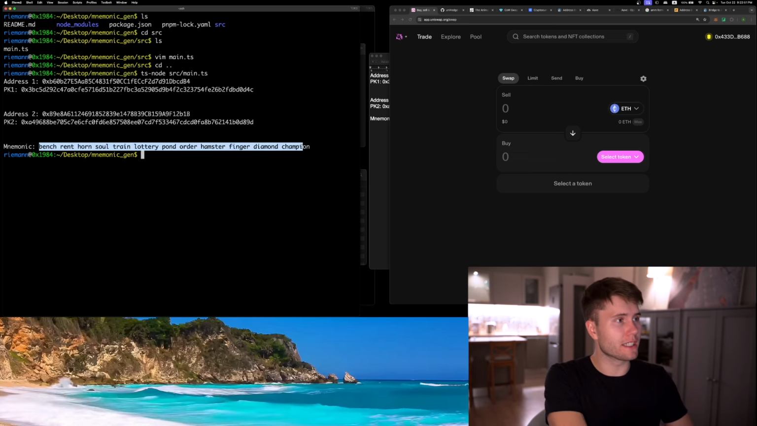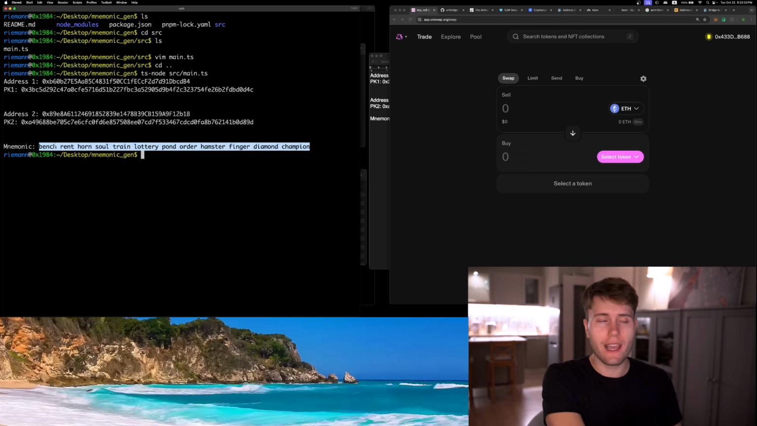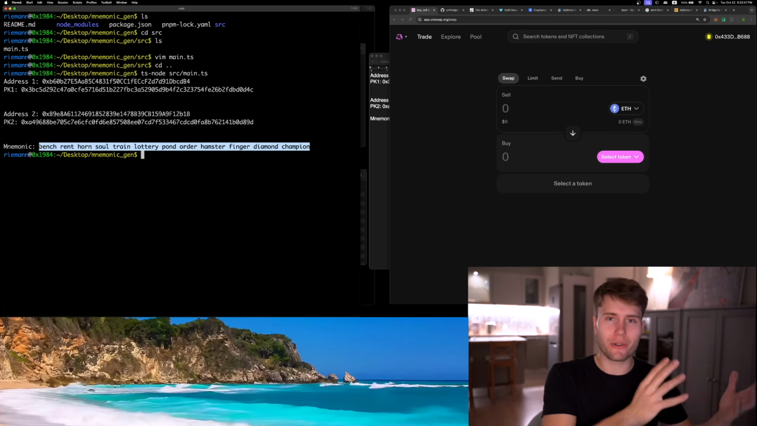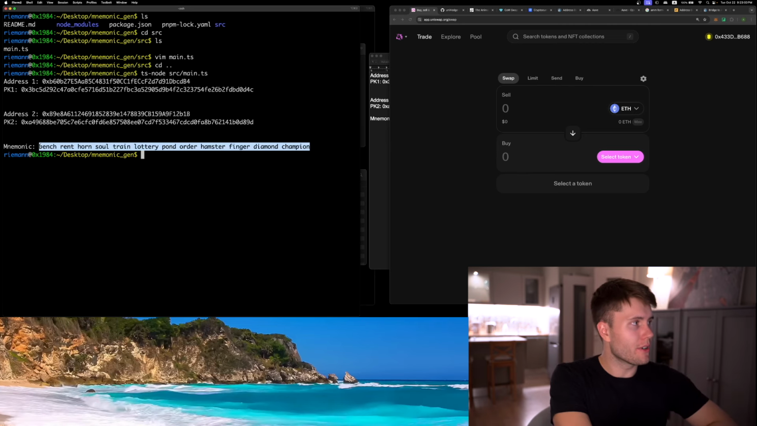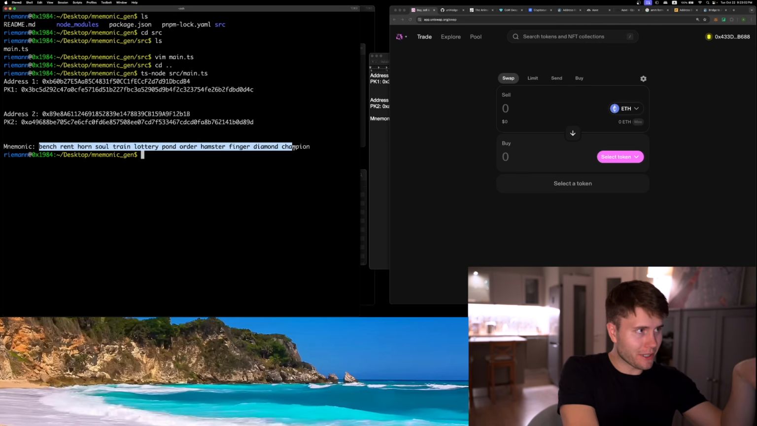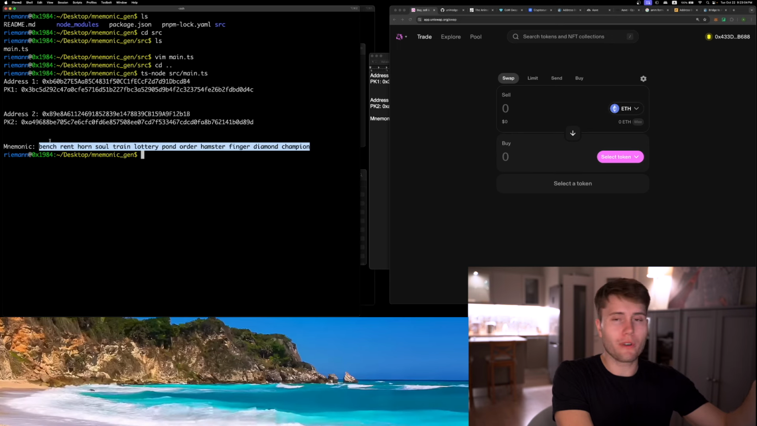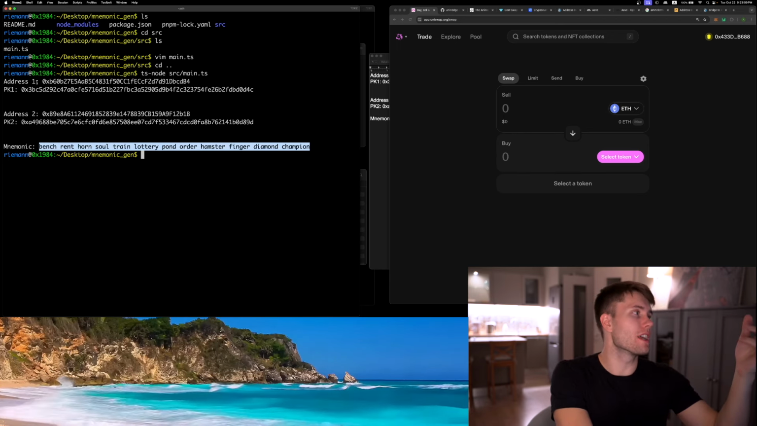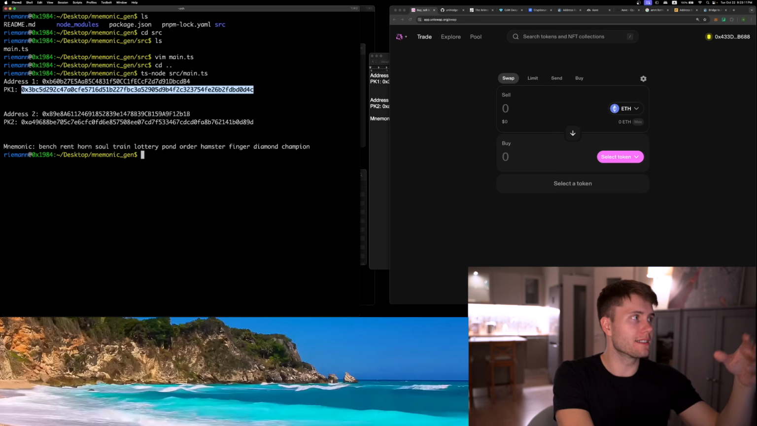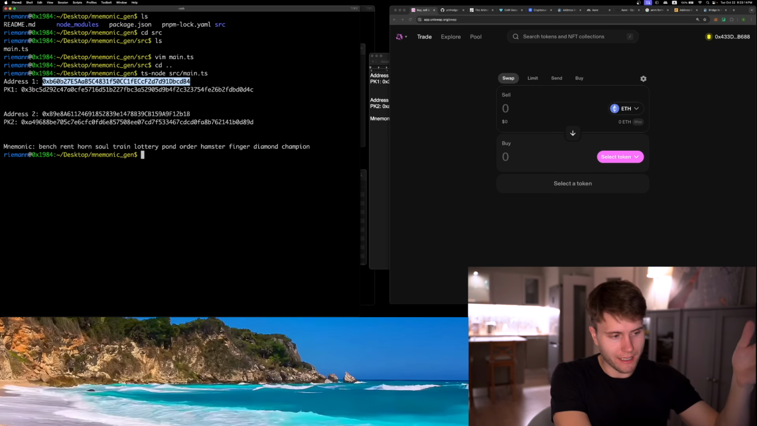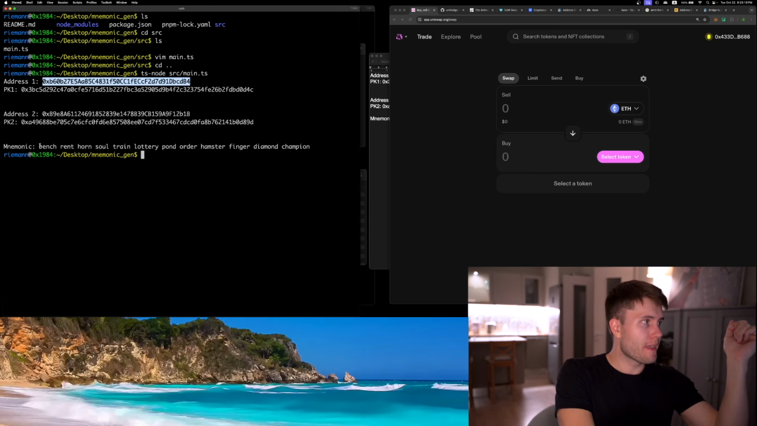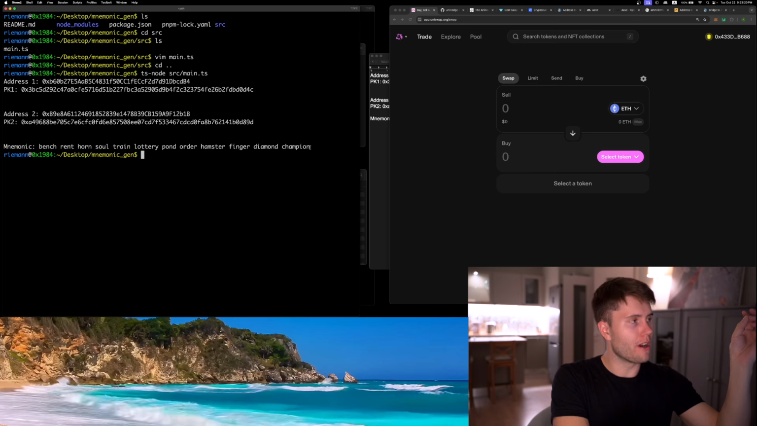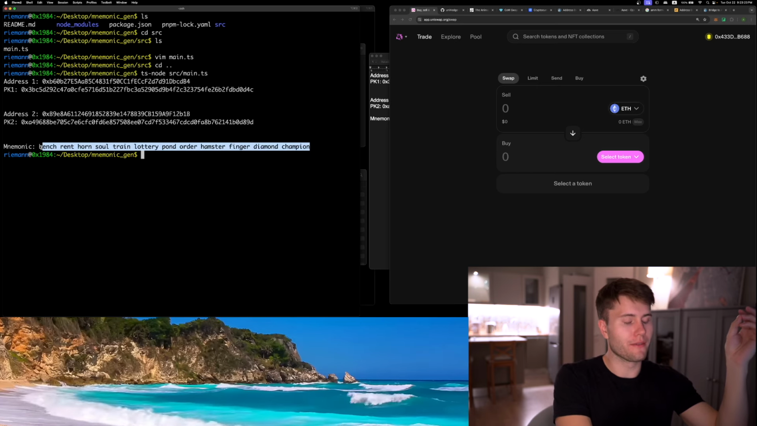A mnemonic phrase is a 12-word phrase, and this 12-word phrase essentially is your secret private key. Just talking a little bit about cryptography, your mnemonic phrase is essentially hashed, and that is used as a seed for generating your private keys, and your private keys generate your public keys. So your mnemonic phrase is super important. Where you store it and how you store it is very, very important.